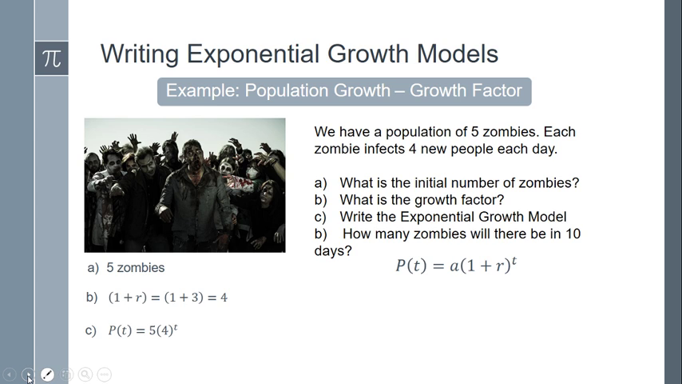So now finally answering the last question, how many zombies there will be in 10 days, just requires us to replace the value t with 10 and solve using the order of operations. So we get that 4 raised to the 10th power is this very large number over 1,000,000, and then when we multiply that by 5, we come up with in 10 days there would be 5,242,880 zombies. And that's a lot of zombies.